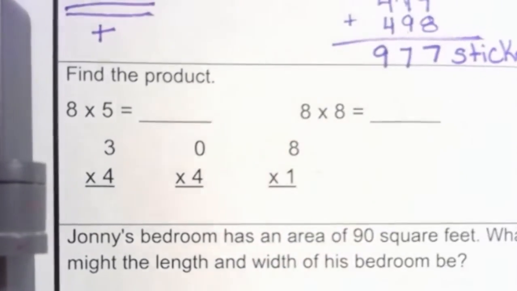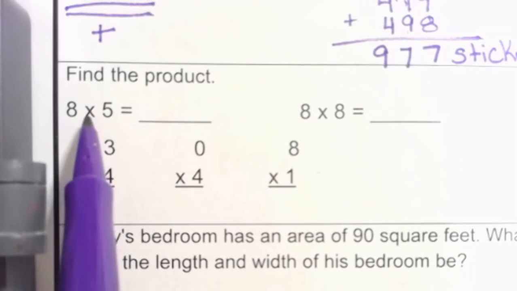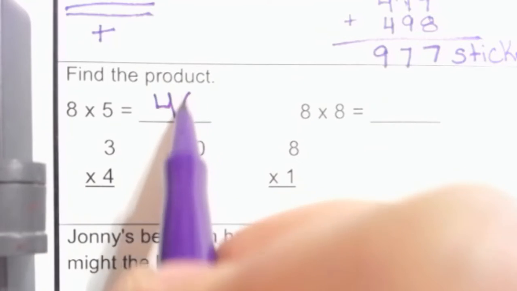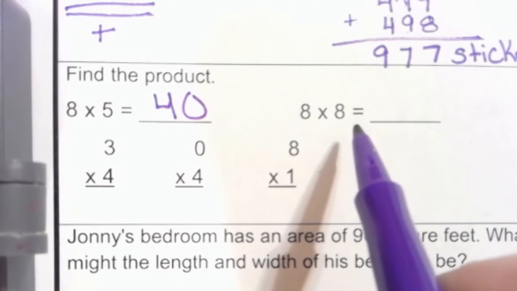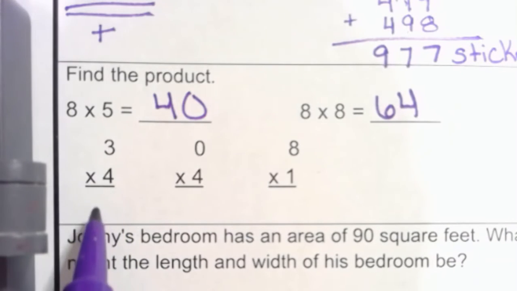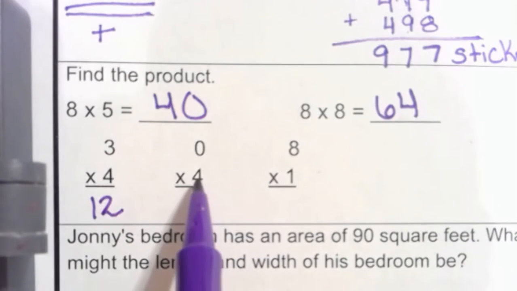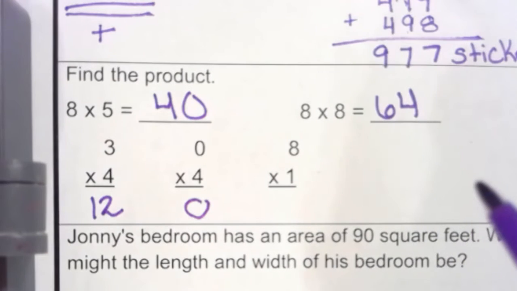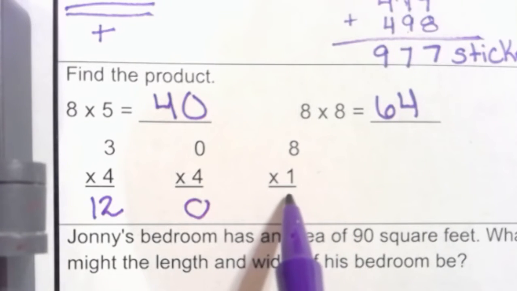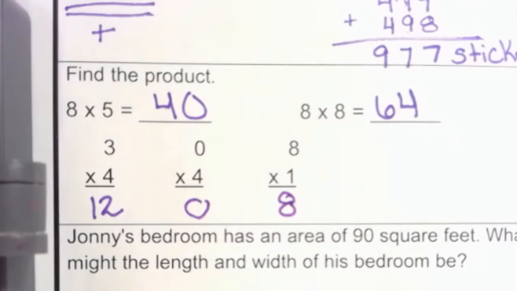Let's find some products today. We have a factor times a factor equals a product. 8 times 5 is? 40. 8 times 8. 8 and 8 went to the store, bought a Nintendo 64. 1, 2, 3, 4. 12 is 3 times 4. 4 times 0 is? 0, because any number times 0 is 0. That's right. That's the zero property of multiplication. And 8 times 1 is? 8. And that's the? Identity.